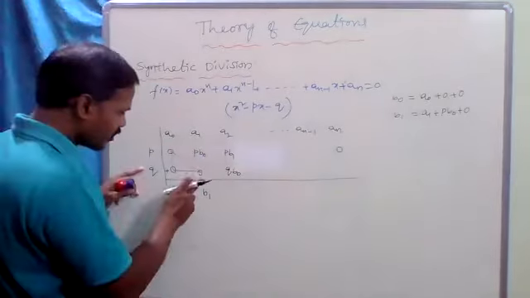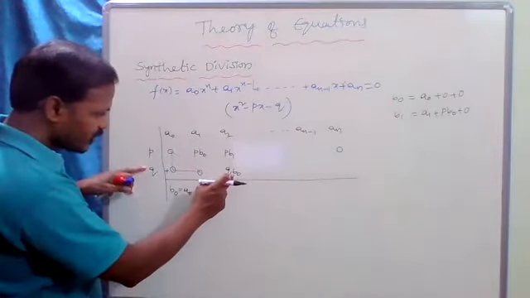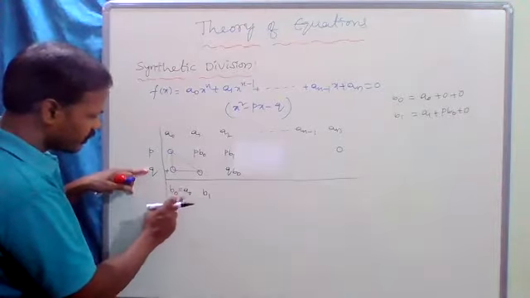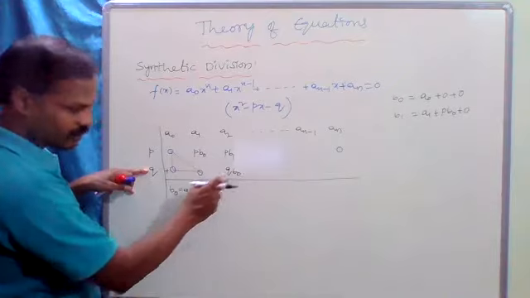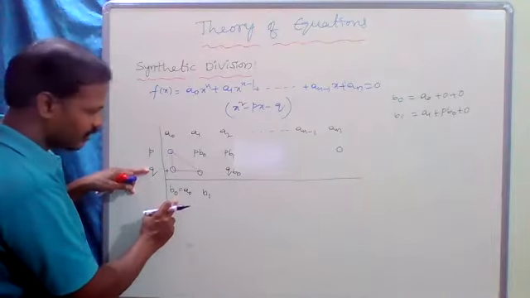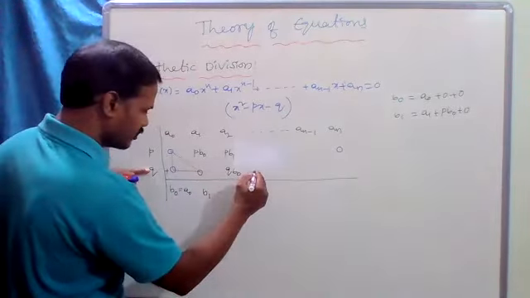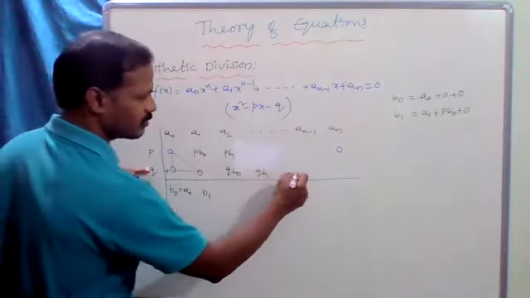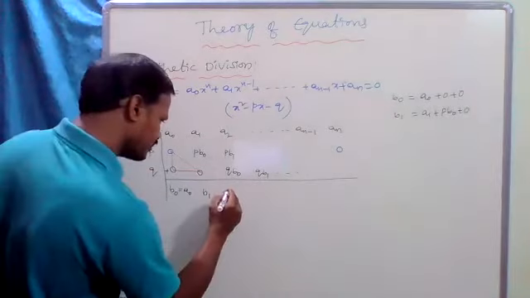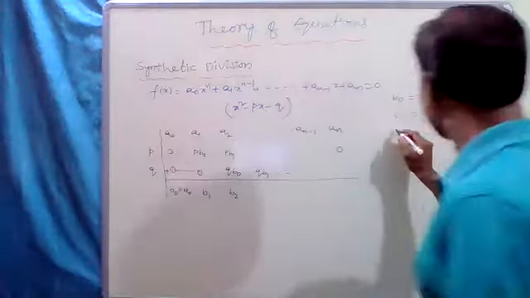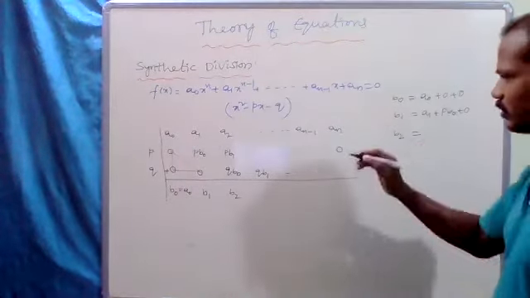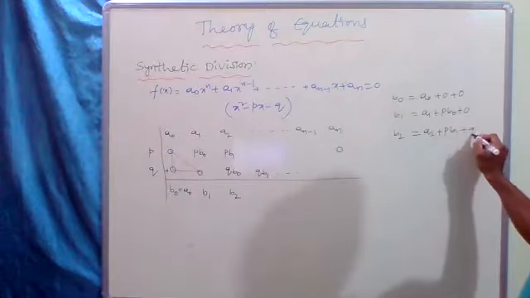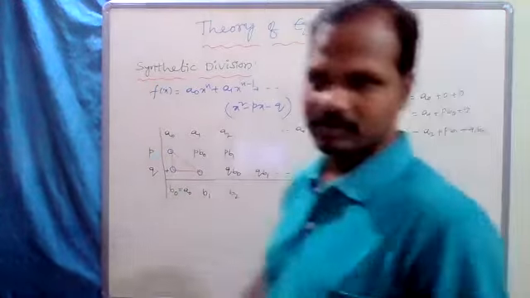Now this third row, observe carefully. Here we are not writing q b1. You have to write q into b0, this one. Next, here you will get q b1, and so on. Now this is b2, so b2 equals a2 plus p b1 plus q b0.